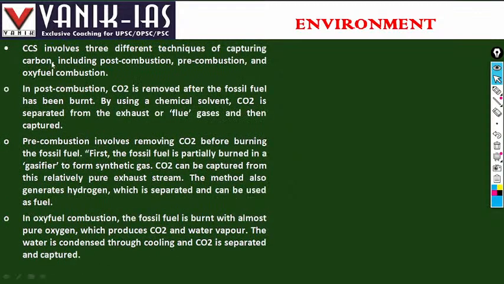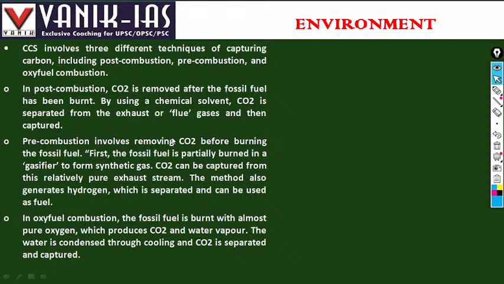Carbon capture and storage involves three different techniques of capturing carbon, including post-combustion, pre-combustion, and oxy-fuel combustion. In post-combustion, carbon dioxide is removed after the fossil fuel has been burnt, by using a chemical solvent. Then carbon dioxide is separated from the exhaust or flue gases and captured.